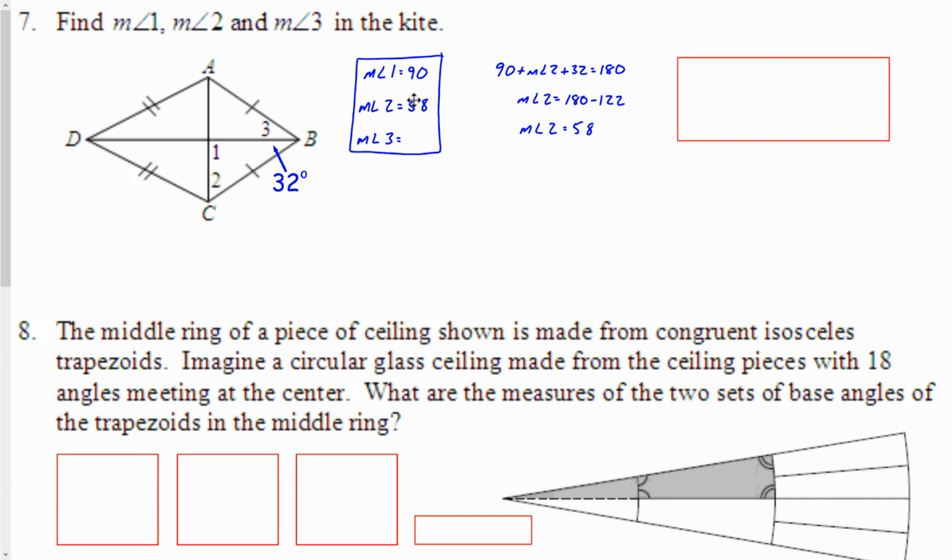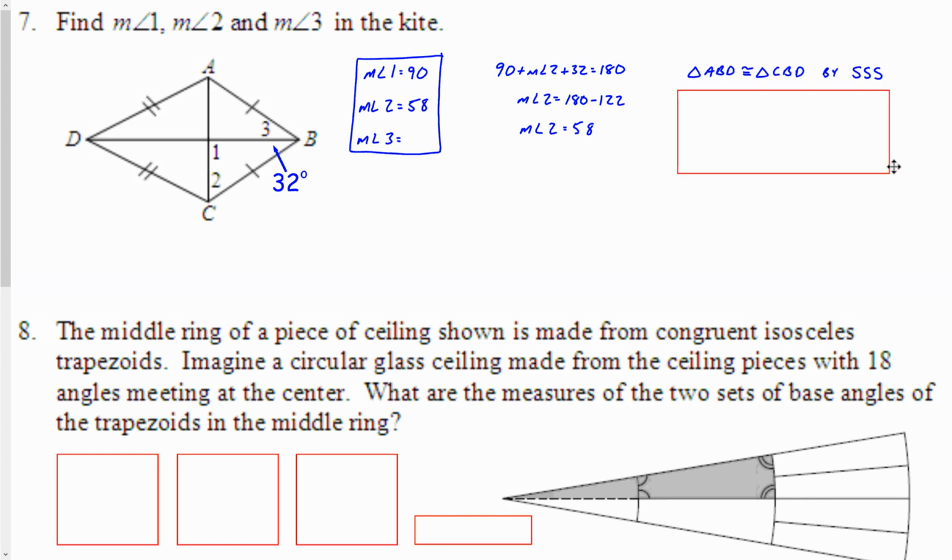And then lastly, measure of angle 3. Now this is going to come from the fact that if you look at this kite and notice how it's split into some different pairs of triangles, you actually can prove some of these triangles are congruent. In this case, I chose to look specifically at triangle ABD and triangle CBD. So the 2 largest triangles in the kite, they are congruent by side, side, side, because segment BD is congruent to itself.